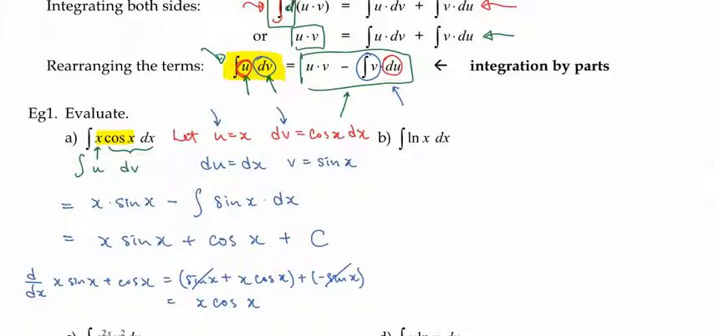Once you know you cannot apply a u substitution for your integral, we will go with integration by parts right away.